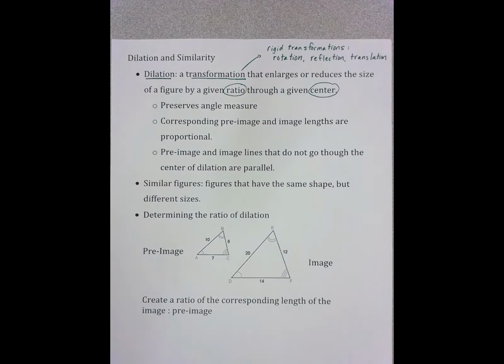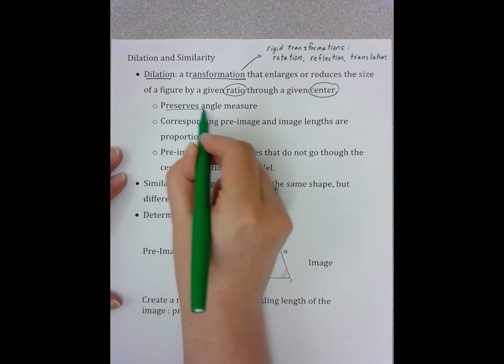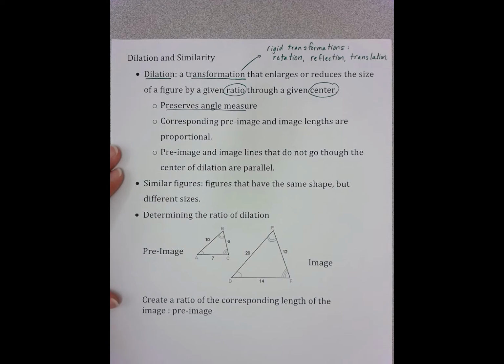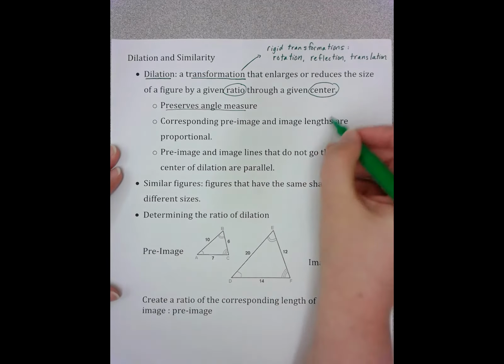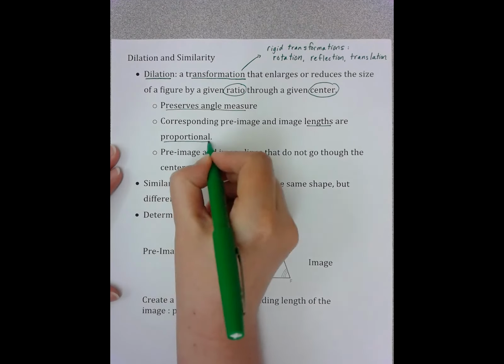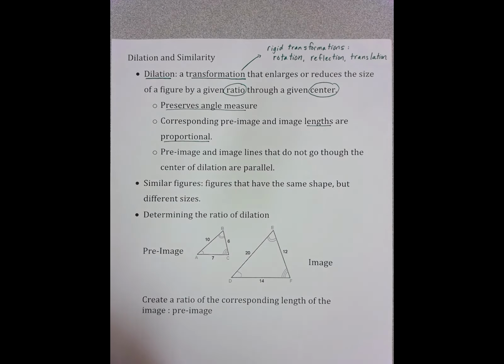So we're now adding a fourth transformation. However, this one is not a rigid transformation. So similar to the rigid transformations, dilations do preserve angle measures. Those do stay the same. And they do have corresponding parts. However, the corresponding pre-image and image lengths are now proportional. They are not congruent in the way that they were for rigid transformations.